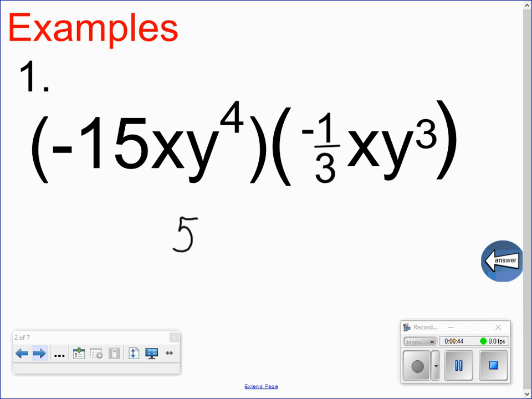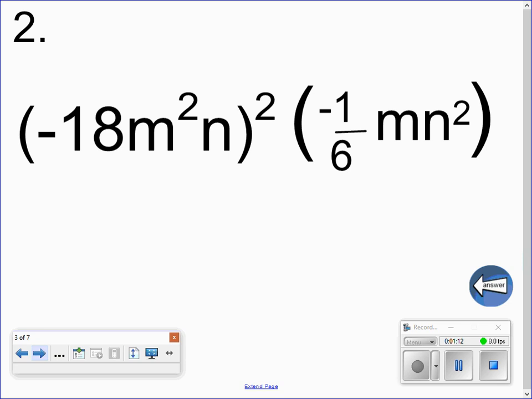Now, looking at the variables, we have x times x, so x to the first power times x to the first power. If we add those exponents together, this would be x squared. y to the fourth power times y to the third power would be y to the seventh power. And so our simplified expression here would be 5x squared y to the seventh power. Look at the next example.